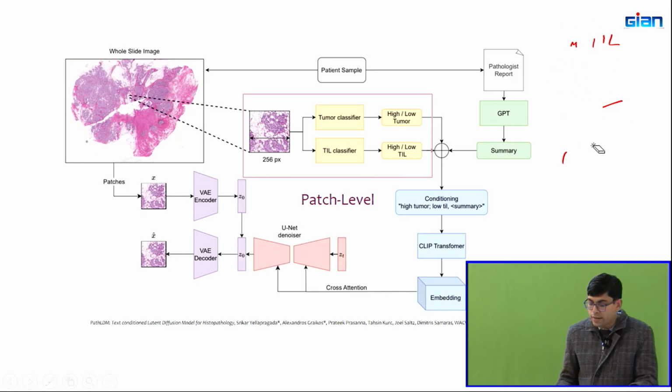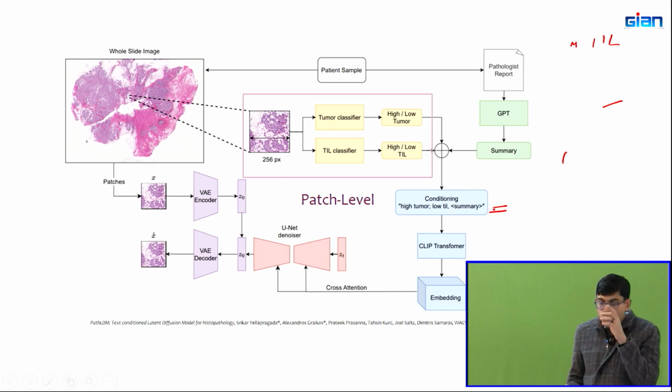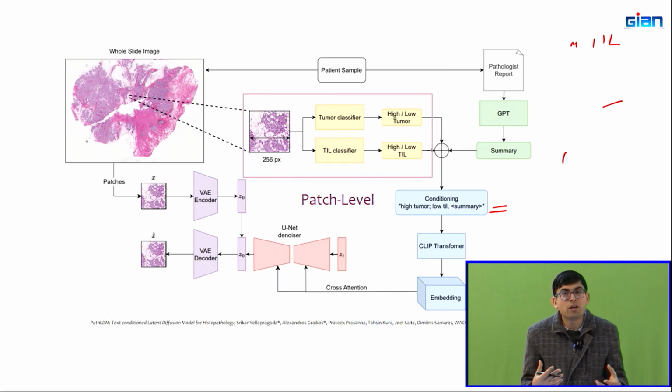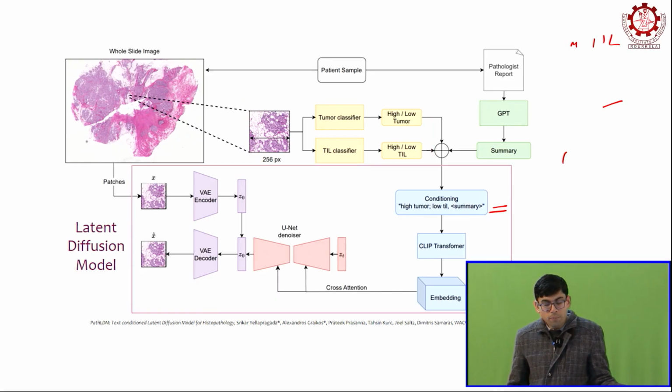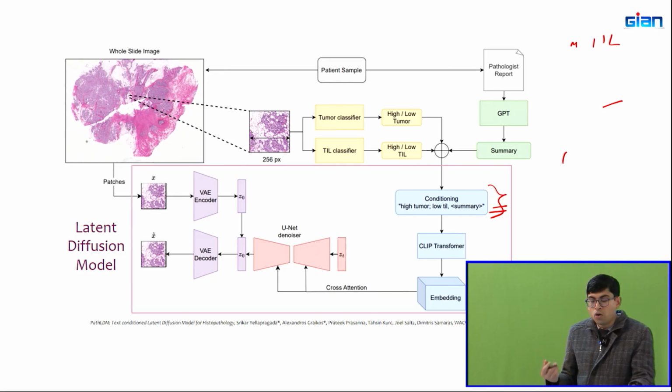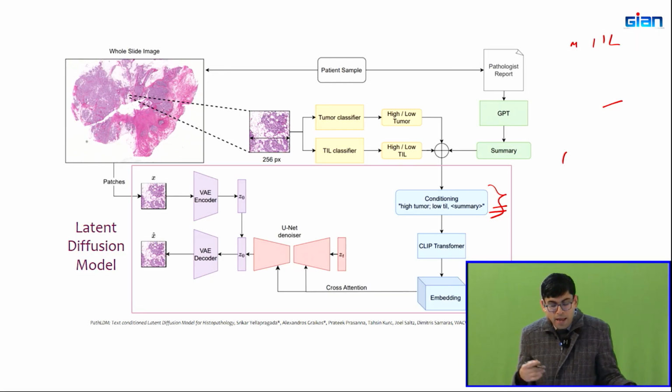So this is basically what I just spoke about. Now you had patch level information and you had whole slide level information. You can provide this information as a conditioning strategy to your diffusion model. Diffusion models, you can condition them with information like this. And we did that, and based on that, we generated the output for each of the patches.